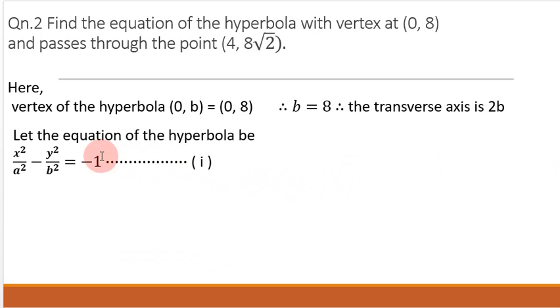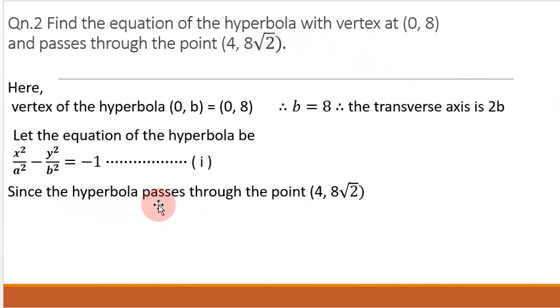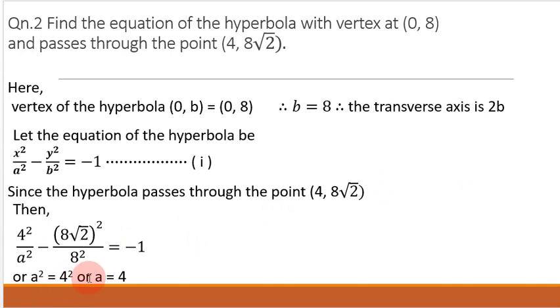Now we have to find the value of a. One condition that is given: this hyperbola passes through the point 4, 8 root 2. So we write that since the hyperbola passes through the point 4, 8 root 2, putting the values of x and y as 4 and 8 root 2 respectively in equation I, and the value of b equal to 8 in this equation, we get the following. On simplifying this, we get a square equal to 4 square and a equal to 4.